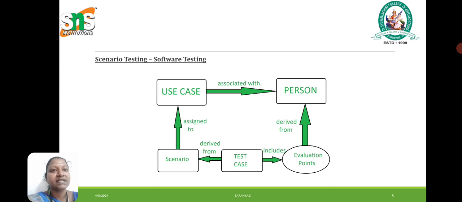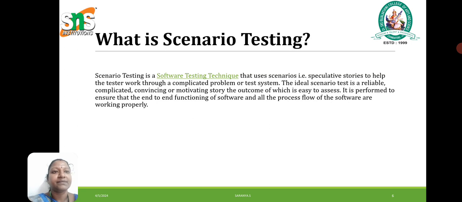In scenario testing, you can see it like this. First, the use case testing must be associated with a person. The evaluation points are associated with a person. Next, a scenario is assigned to the use case. Next, a test case will be derived from the scenario, which includes the evaluation points. Next, what is scenario testing? Scenario testing is a testing technique that uses scenarios, that is, creating a story for explaining a particular test. The ideal scenario test is a reliable, complicated, convincing or motivating story.